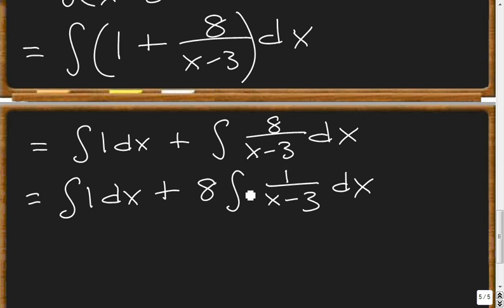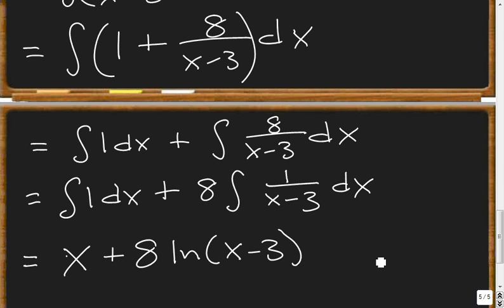Now that I have everything nice and separated, this is in a form that I can deal with. The derivative of our denominator is 1, which is what we have on the top, so I actually don't need to do any adjustments for this problem. So I'm just going to be able to evaluate this now. The integral of 1 is going to be x. The integral of 1 over x minus 3 is, I have to bring the 8 down, the natural log of x minus 3. And then I have to add my plus c onto it.